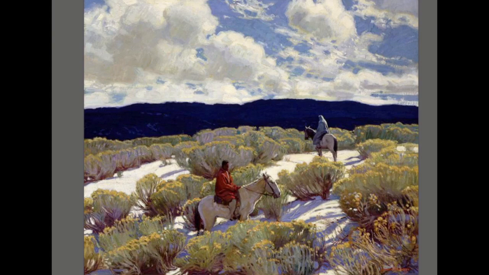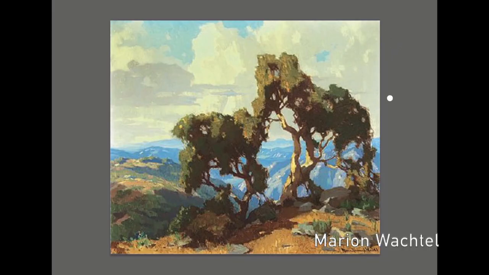And I have a few more here. This is a Marion Wachtel. She was an early California Impressionist, mainly a watercolor painter. I think this is oil. Her husband was an oil painter. After he passed, she did switch to oils, or did more oils, and she really did a nice job. And again, mainly because things were simplified and they're well designed.